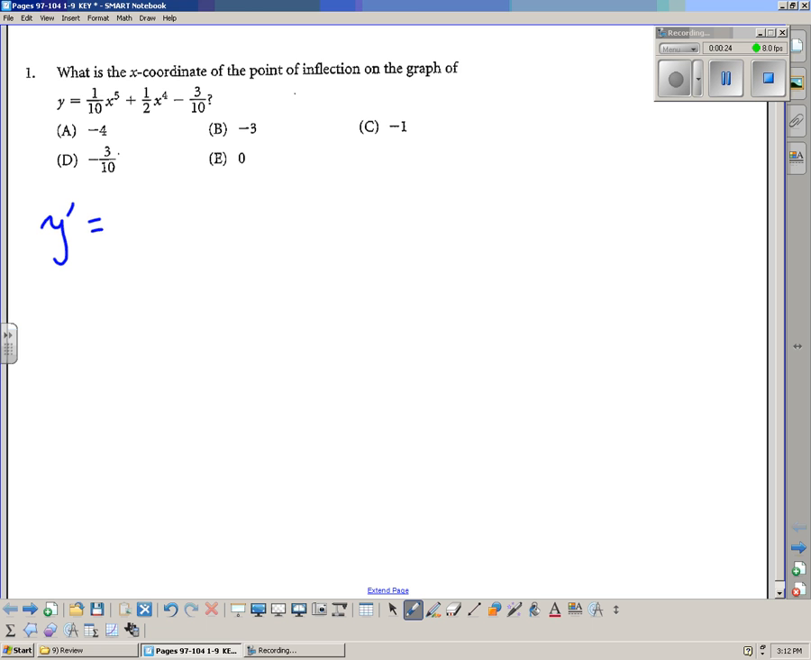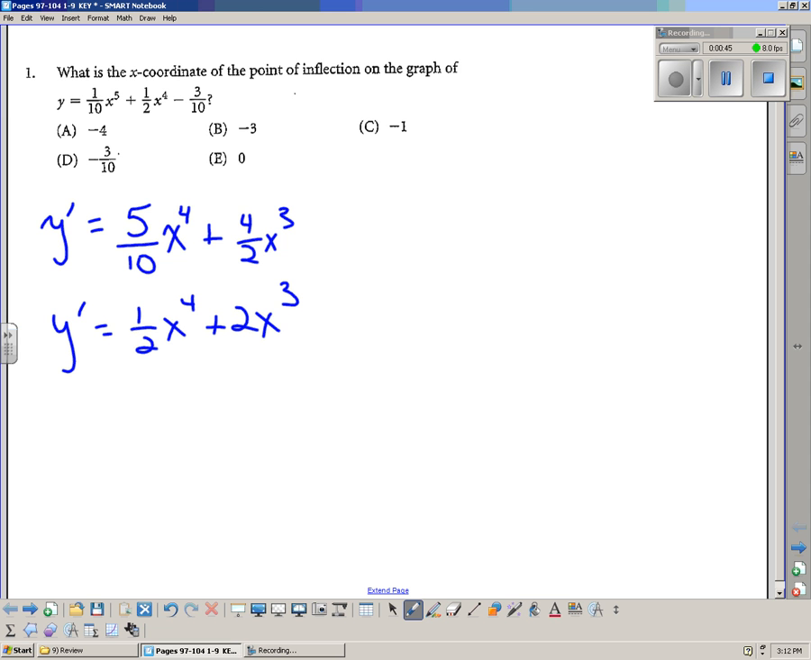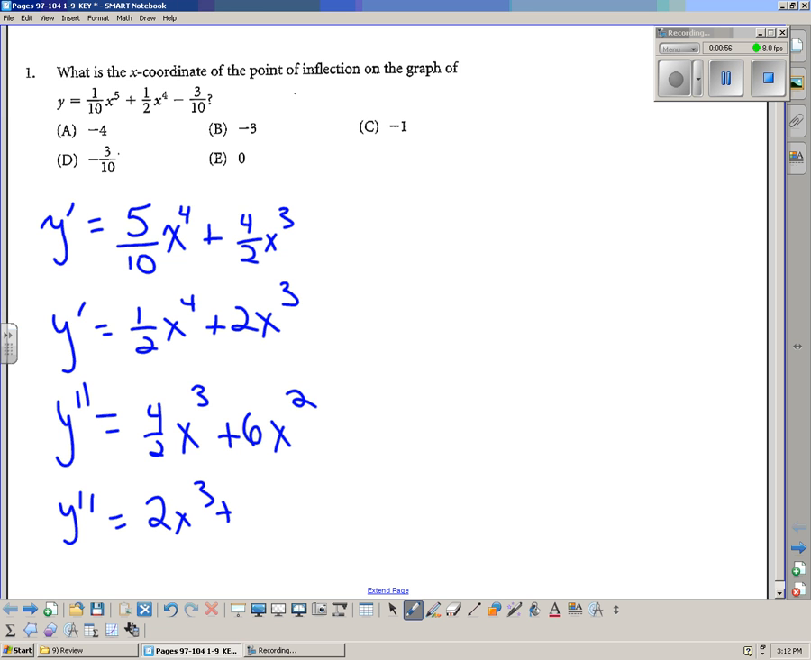So y prime would be 5/10, bring down the 5, x to the 4th plus 4/2 x cubed, and 3/10 would go away. Y prime simplifies to 1/2 x to the 4th plus 2x cubed. Y double prime is 4 over 2 x to the 3rd plus 6x squared, otherwise known as 2x cubed plus 6x squared.